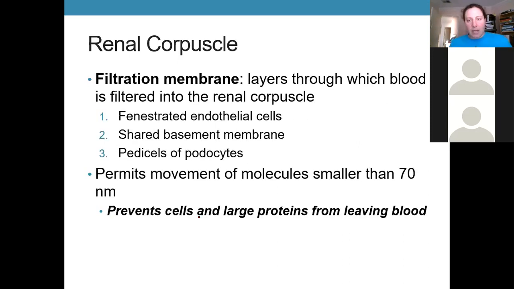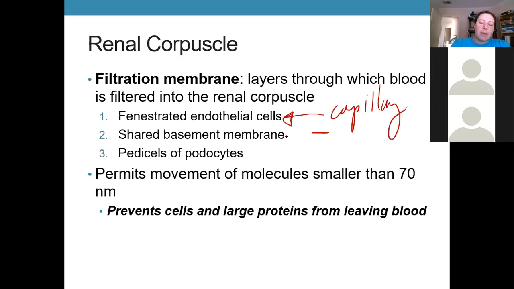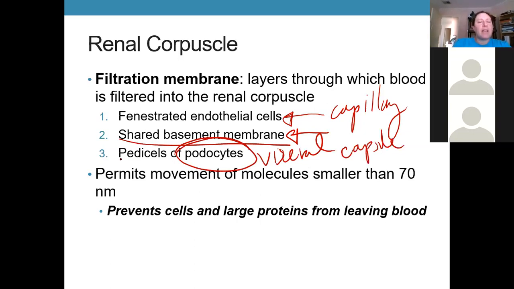The filtration membrane is the actual layers that blood is filtered through into that cavity, that space in the renal corpuscle. It's composed of the fenestrated endothelial cells of the capillary wall. Of course, there's a basement membrane because it's epithelial tissue. So there's a shared basement membrane that it shares with the podocytes, which are the cells that make up the visceral part of the capsule. They have little processes called pedicels, and they fit together to make these filtration slits.